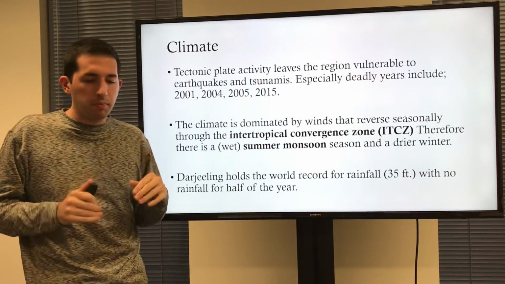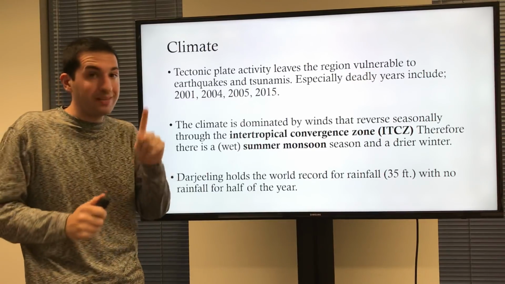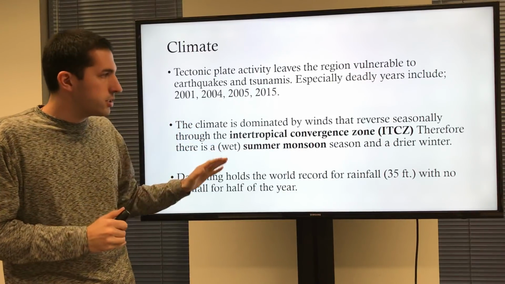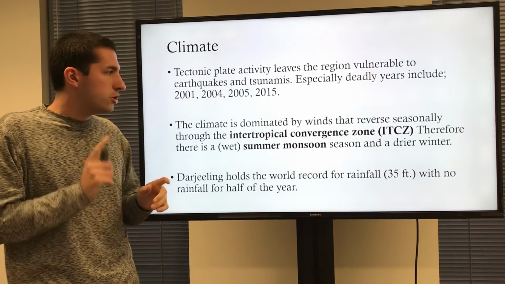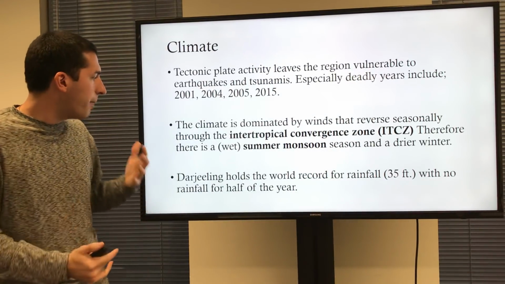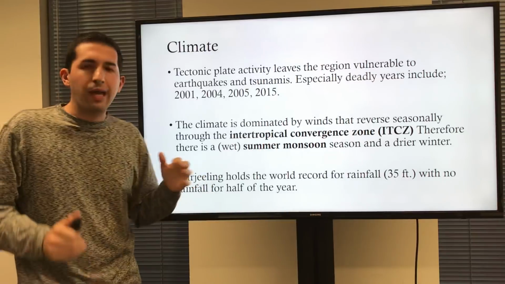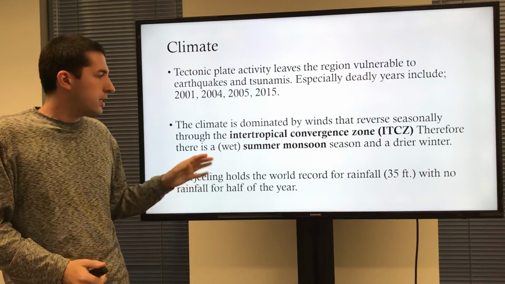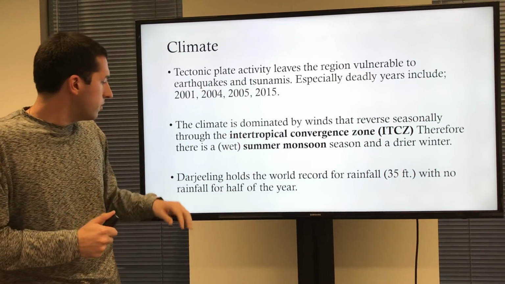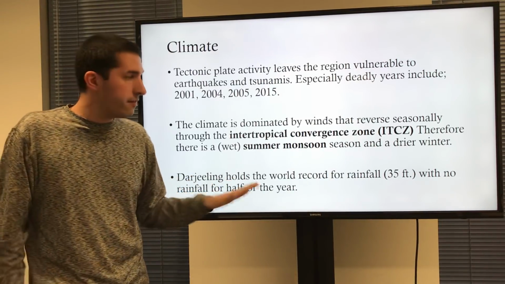And the climate is dominated by the winds. Remember, we talked before about trade winds and stuff from the equator. Now, we're a bit north of the equator in this case, but that's still not to be said that we're not in the ITCZ, the Intertropical Convergence Zone, and we've talked about that before several times, so you should be remembering that. We talked about it in South America, and we talked about it in Africa, so at this point it should just be common. So therefore, when those winds take place and then when they reverse course, that leaves us with a wet and a dry season. In this case, it's a wet summer monsoon and a dry winter. That's a winter monsoon. And Darjeeling, India holds the world record for rainfall at 35 feet.